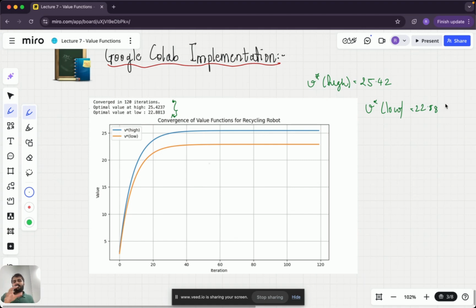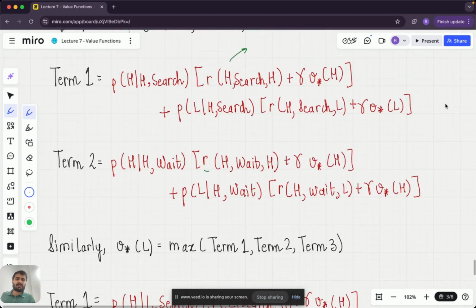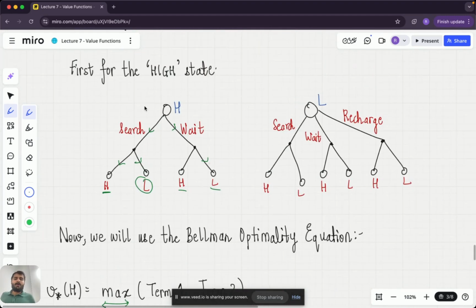Now one thing which I have not given here is what the optimal policy is. In other words, if the robot is high, what it should do; if the robot is low, what it should do. So the code also will give the optimal policy, but I want you to comment in the comment section what the optimal policy is, whether it's search or wait for high state, or it's search or wait or recharge for low. It will be one of the two for high, and it will be one of the three for low.